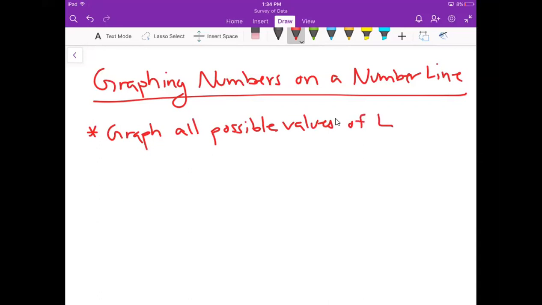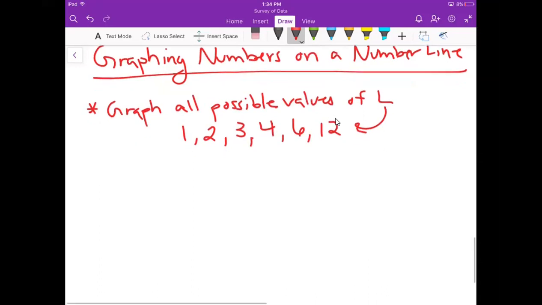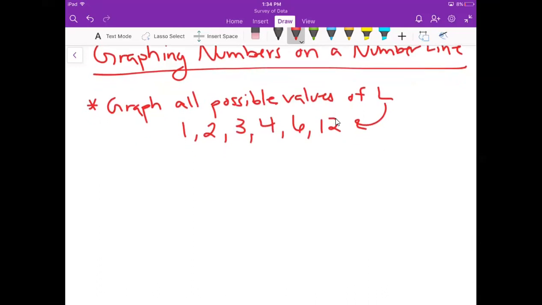So L could be 1, 2, 3, 4, 6, or 12. That's what we learned from the last problem. So if we want to graph all of those numbers on a number line, what's a good way to do that? So these are all whole numbers. We don't have any decimals or fractions going on. So I'm going to just create a number line.